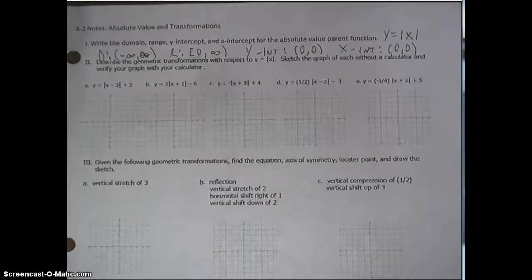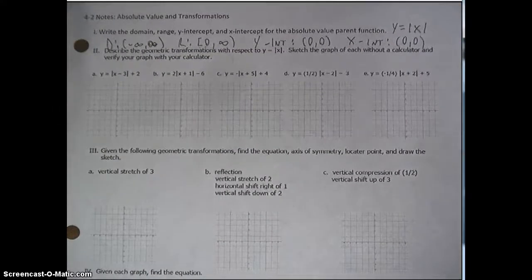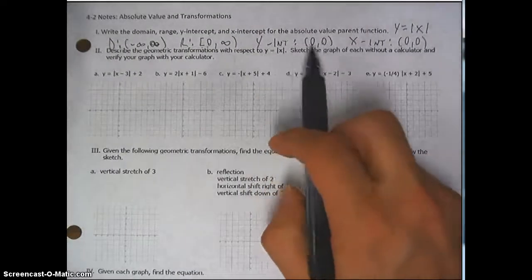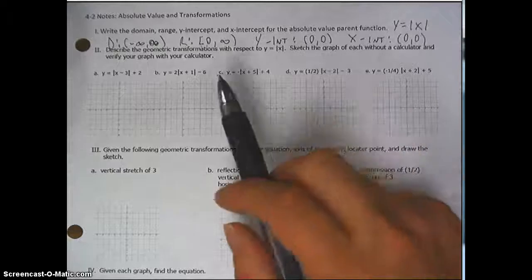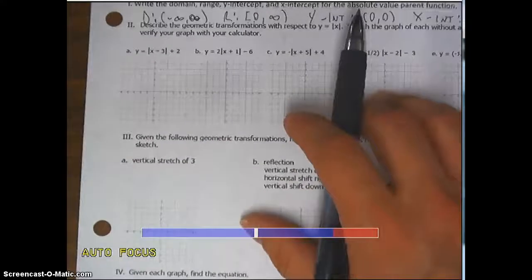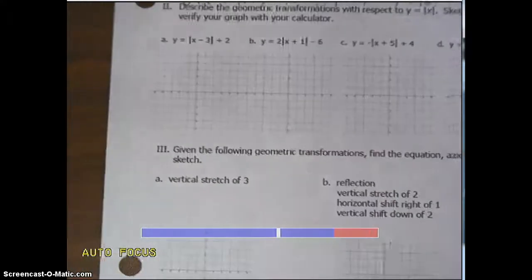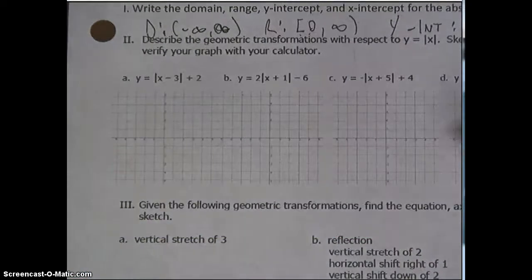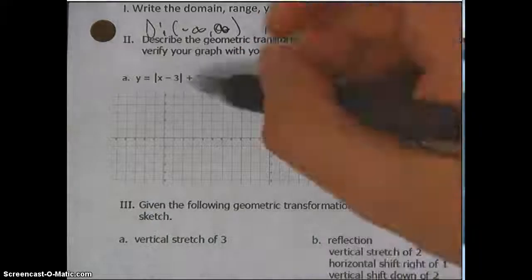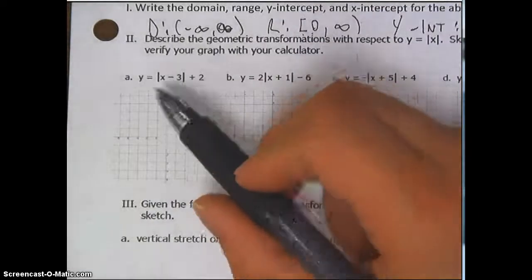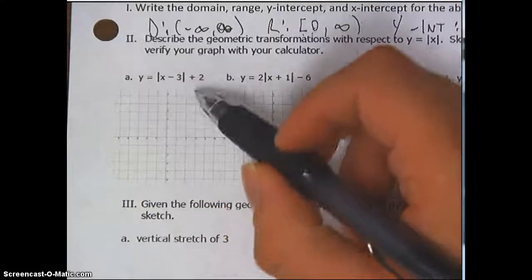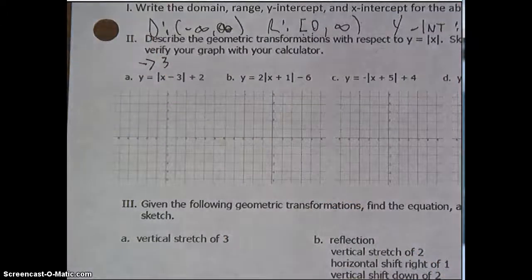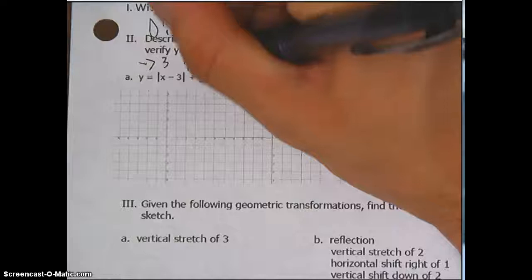So now, in part 2, we're supposed to describe the geometric transformation with respect to y equals the absolute value of x. Sketch the graph of each without a calculator. Okay. So let's look at A here. And hopefully you remember from about 5 or 6 weeks ago as well, that when you've got a minus 3 inside of parentheses, or in this case inside the absolute value, that means you go right 3. And that plus 2 means you go up 2.